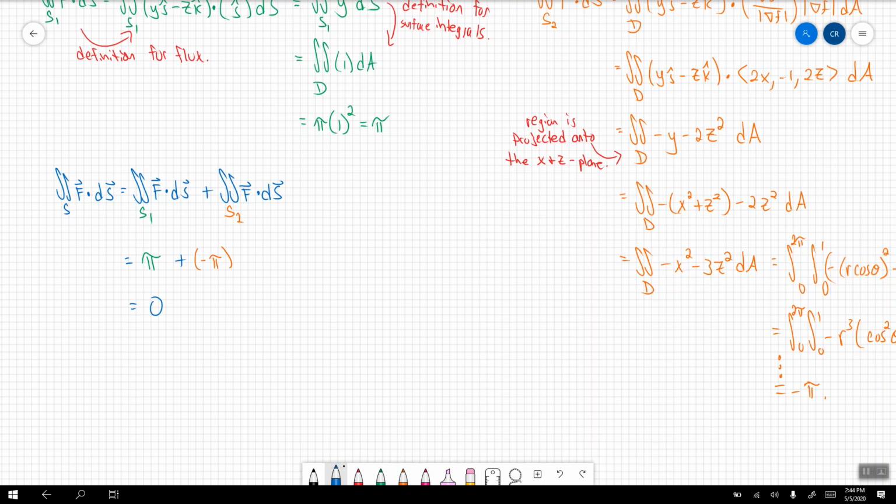And that is how we work with these surface integrals and how we work with this flux concept for these surface integrals. So I hope you all enjoyed this lesson.